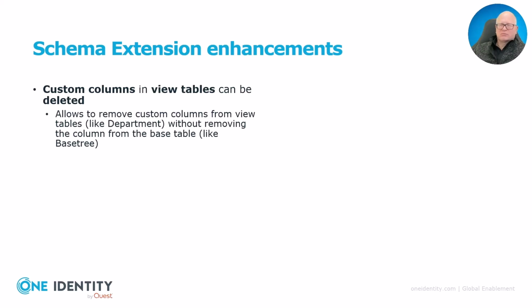But what is possible since 9.2 is now that you can go into view tables. Remember, view tables are specific views on really hard-coded tables. Base tree, for example, is a really hard-coded table. And org, for example, is a view on that specific table. And it is possible with the new schema extender in 9.2 now in the org table, that means in such a view table, to delete a column if you don't like them to see there anymore. But again, there is no data loss at all because the real data is written in base tree and it's not possible to delete a column in base tree.